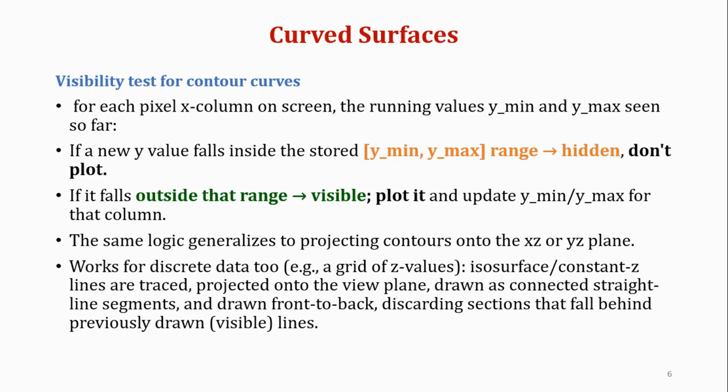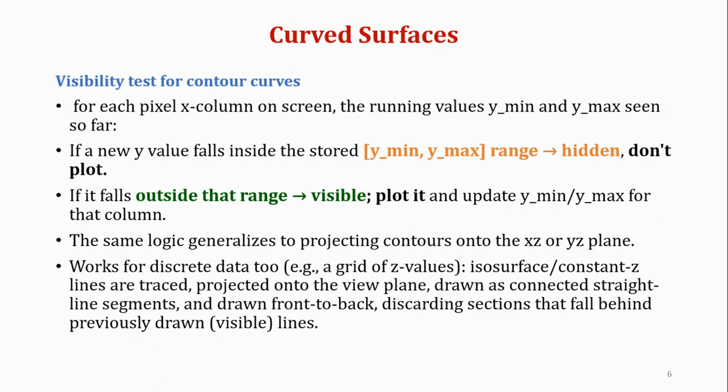And we have a visibility test for contour curves. For each pixel, when contour curves are displayed, hidden portions must be removed. To perform the visibility test, we have two values: y minimum, the lowest visible point, and y max, the highest visible point. If the point is within the hidden range, don't plot the point. If it falls outside the range, then it is visible, and you can plot that point onto the surface.